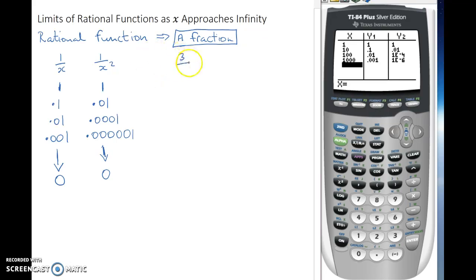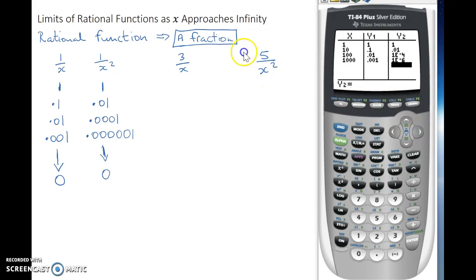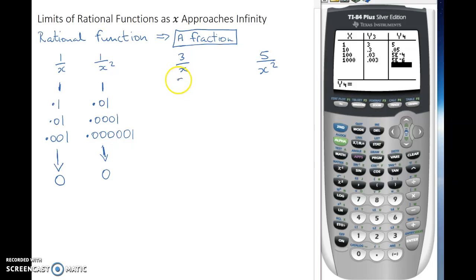Now let's just move this out of the way a little bit, give ourselves a little bit more room here. So we'll put our 3 over x here, and 5 over x squared here. Again, let's scroll over so that we can see what y3 and y4 are. When x is 1, 3 over x is 3. When x is 10, 3 over x is 0.3. When x is 100, 3 over x is 0.03, and when x is 1000, 3 over x is 0.003. Once again, even though the number on top is different, these numbers are getting closer and closer to 0.